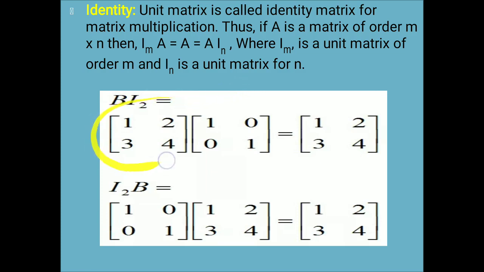Now see here in the example, B I2. This is the matrix B, and this is the identity matrix. Why? Because the diagonal elements are 1. Apart from the diagonal elements, other elements will be 0, be it 2 cross 2 or 2 cross 3, 2 cross 4, whatever it is. Only the diagonal elements will be 1. Once we multiply this, we get the result 1, 2, 3, 4. Similarly, I2 B gives 1, 2, 3, 4. So this is the identity matrix operation with matrix multiplication.